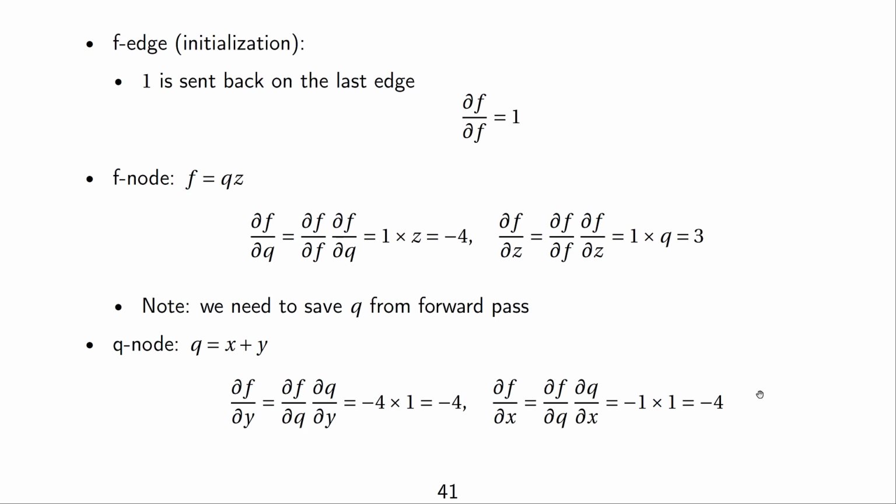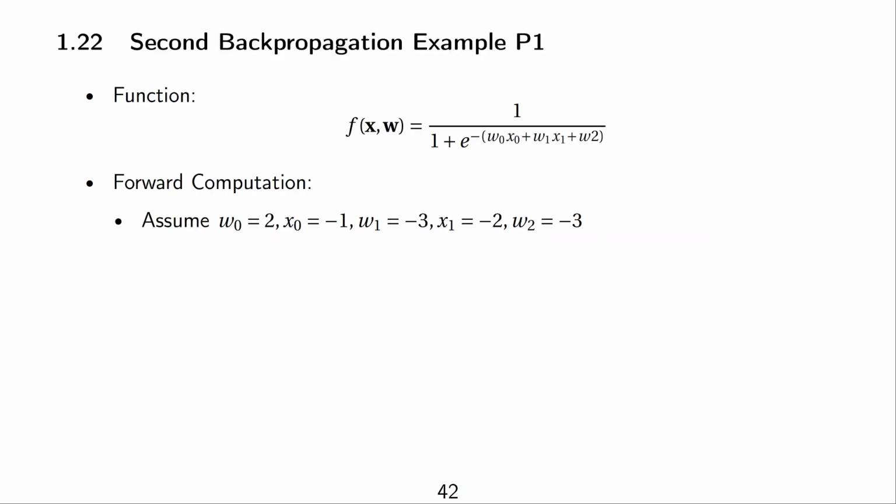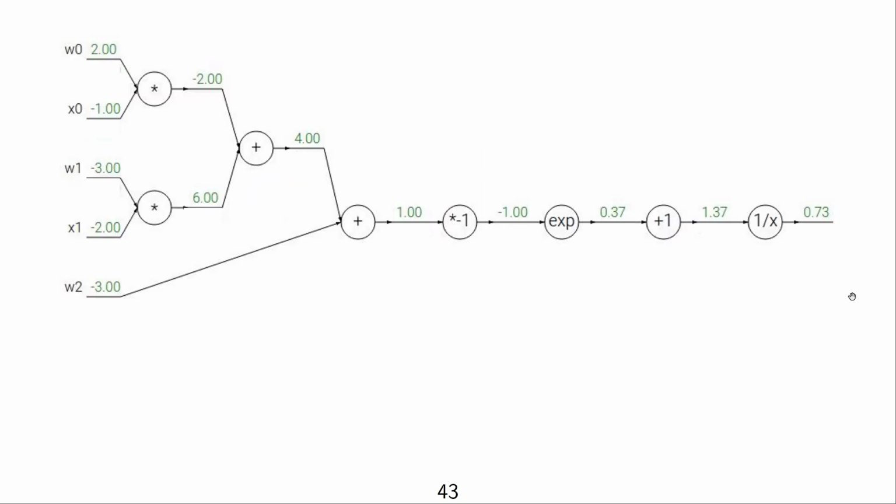Alright, so here's the computation I just talked about when looking at the last slide. Let's look at another example. We use this function that is 1 divided by 1 plus e to the power of an inner product between a vector x and a vector w, and then some bias term w2. We'll select some arbitrary input values to illustrate this functional graph, and we'll look at it in the visualization.